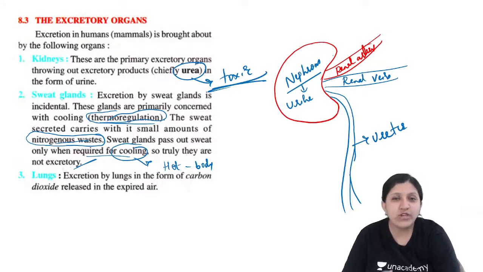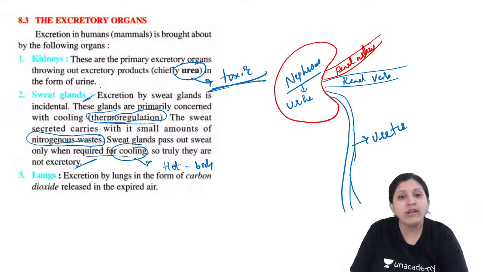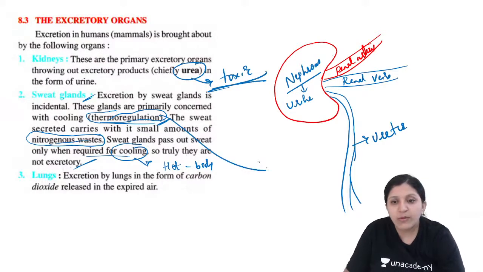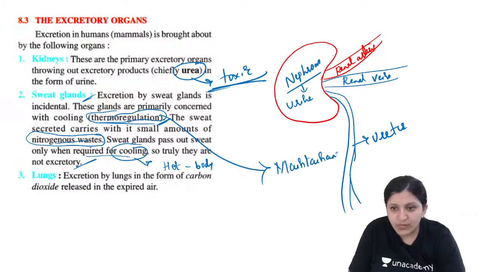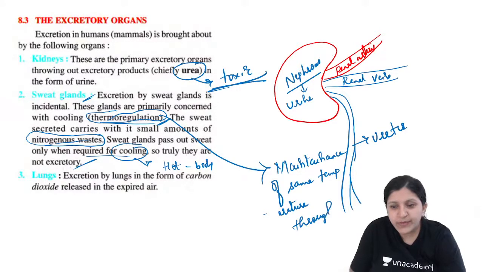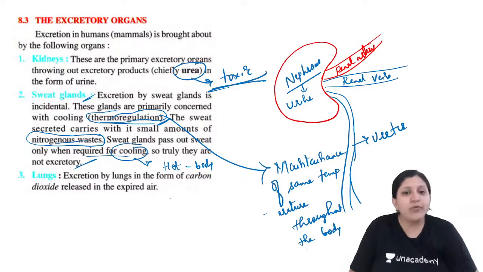So through this also some amount of waste is going, but it doesn't mean that this is specifically the excretory organ. We can consider it because some amount is going, but the main function of the sweat gland is thermoregulation. Thermoregulation means maintenance of the same temperature throughout the body. Okay, so same temperature throughout the body. All right, so I'll just write this one here, throughout the body.